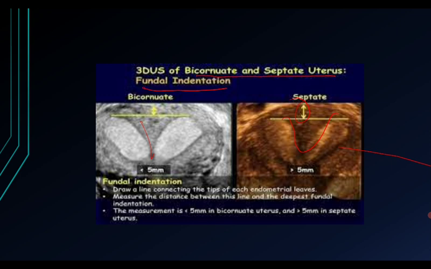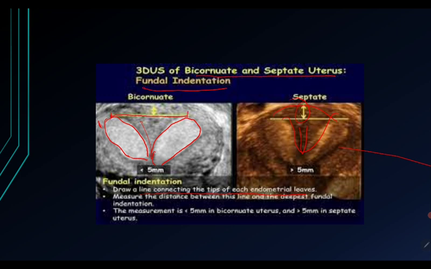In the septate uterus, I told you there is a septum, and in the bicornuate uterus also, you have to draw a line connecting the tip of each endometrial leaf. You have to draw a line. This is the endometrial leaf. This is the endometrial cavity. This is another endometrial cavity of the bicornuate uterus, a double horn, right and left. You have to draw a line on the tip of each endometrial leaf. Okay, you will draw the lines.